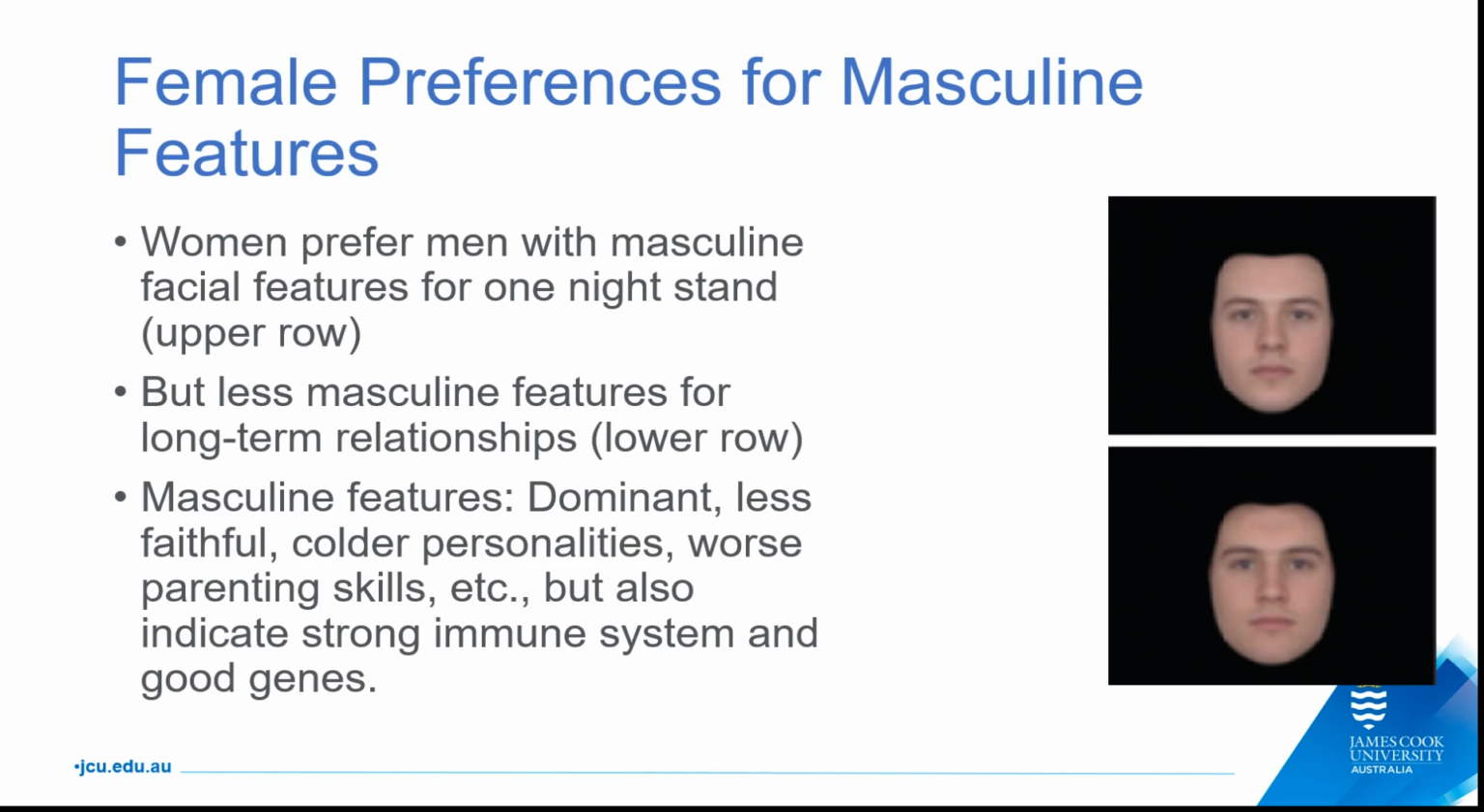Masculine features are normally associated with a male being dominant, less faithful, having colder personalities, worse parenting skills, etc. However, they also indicate that the person may have a good immune system and possibly so-called good genes, good genes to be an assertive and strong partner.